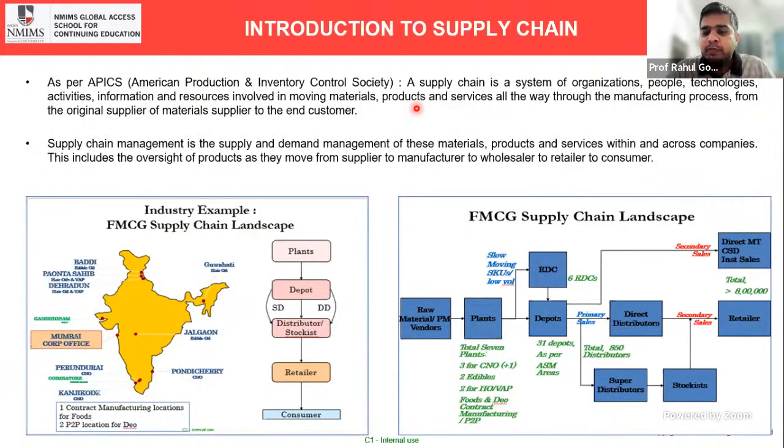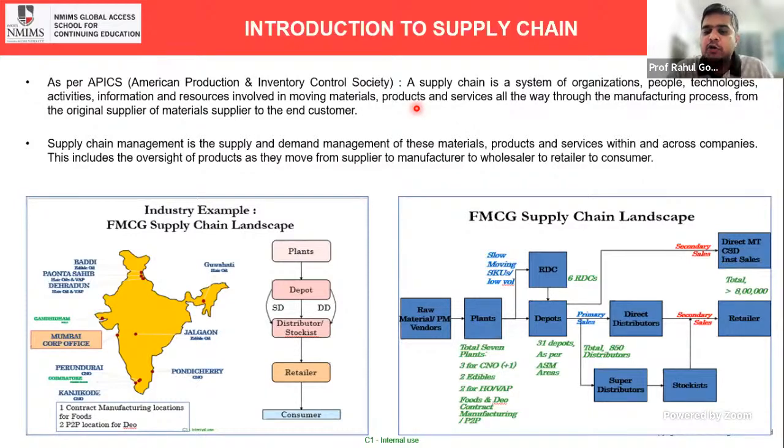So in all of this movement, there are a lot of value-added activities happening on the raw material and packaging material to provide the required product or service to the consumer. This chain, through which suppliers, manufacturers, distributors and retailers are all connected, is called a supply chain. And when we talk about the management of this, you have to do planning, sourcing, manufacturing, logistics, and reverse logistics.